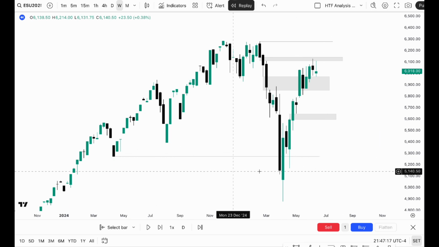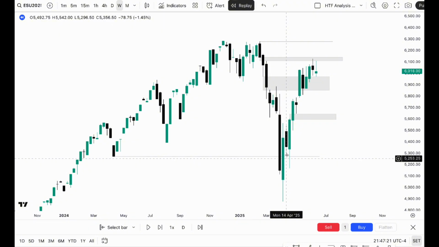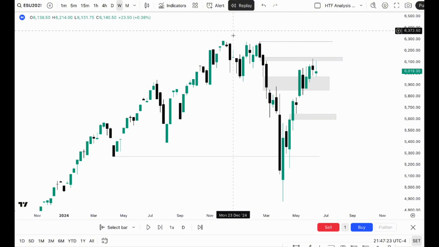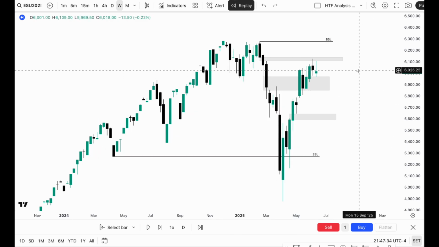So overall, price swept this sell side. We're invalidating this bearish order flow. We are creating our bullish order flow right here as we run up towards this overall buy side liquidity at these highs right here. So our overall impression on the weekly is that we are looking for price to continue expanding higher.